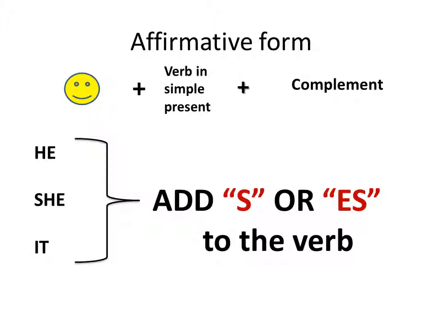Ok, de forma afirmativa, vamos a empezar con la persona, verbo en presente simple más el complemento, esas tres personas, he, she or it. Vamos a agregarle al verbo en cuestión, ya sea una S o una ES. Más adelante les voy a dar unas reglas.